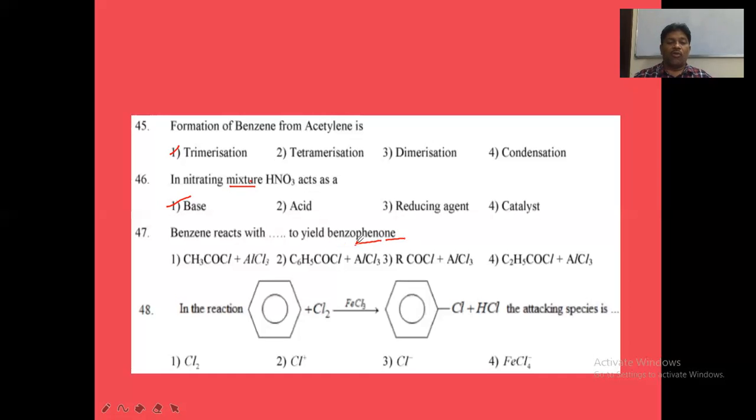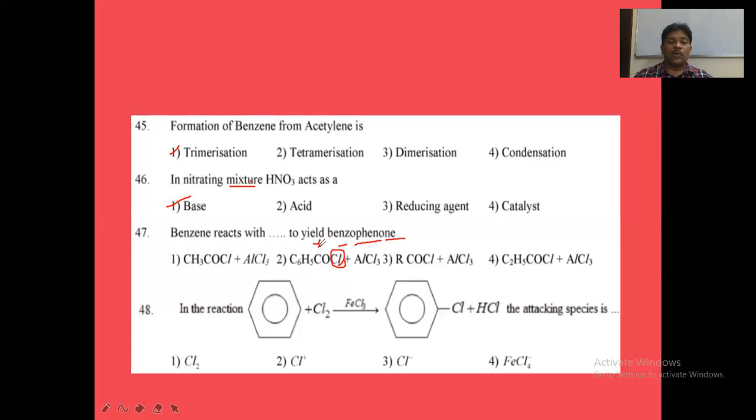So to get benzophenone, what do we need here? We need C6H5COCl in the presence of AlCl3. This AlCl3 will take the Cl minus. AlCl3 is a Lewis acid, so this Lewis acid will take Cl minus to form AlCl4 minus. After that, C6H5CO plus is left over. What is this? Free radical, sorry, it is an electrophile. So the electrophile C6H5CO plus is produced here.